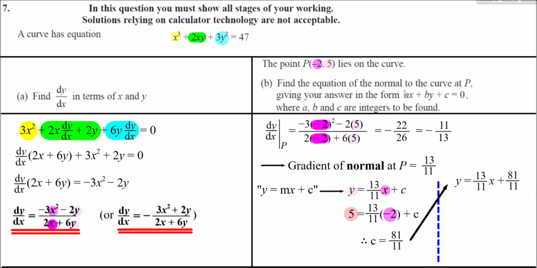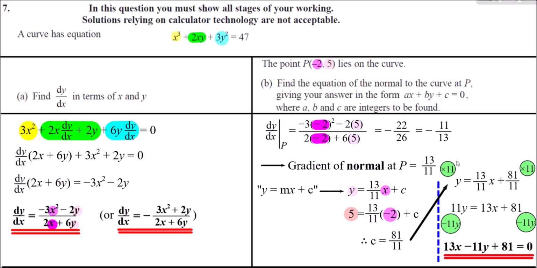This one here, I don't want any fractions. So what I'm going to suggest we do now is to multiply through by 11 to get rid of any denominators. That gives us the result of 11y equals 13x plus 81. I need everything onto one side and one side equaling 0. So if I just subtract 11y now from both sides, we therefore see that the equation of this normal in the correct form is 13x minus 11y plus 81 equals 0.